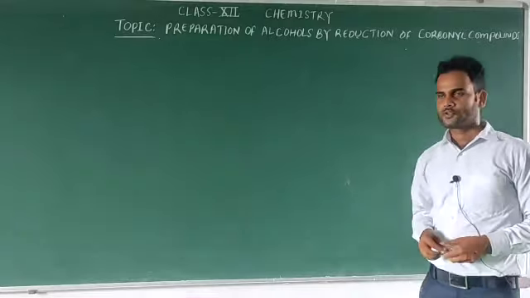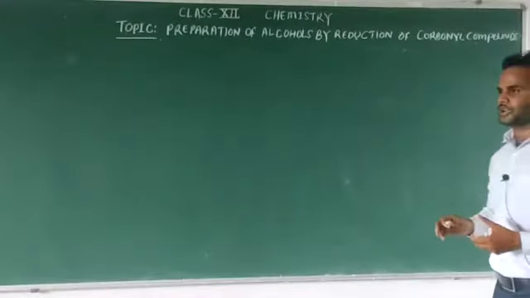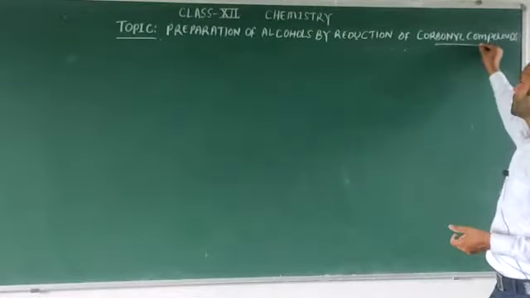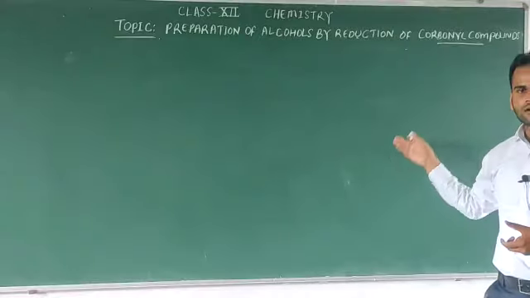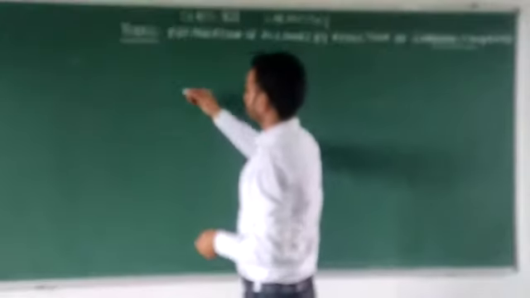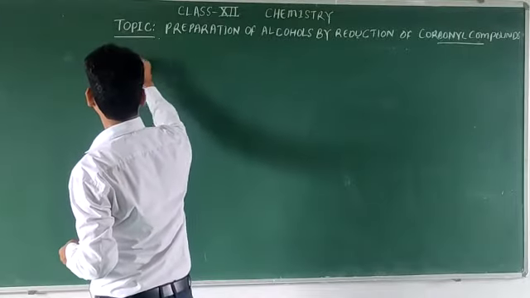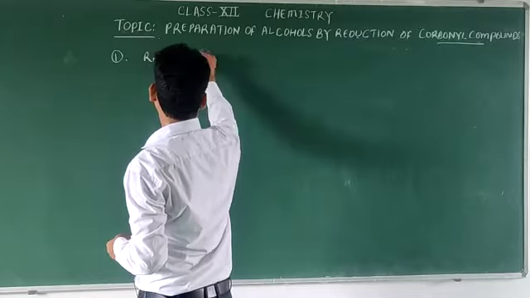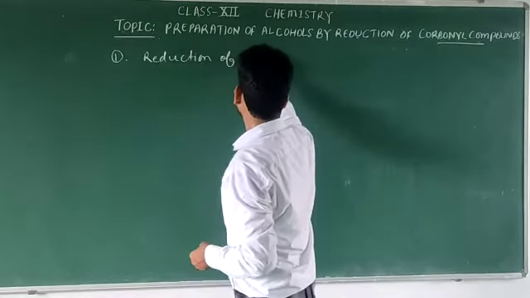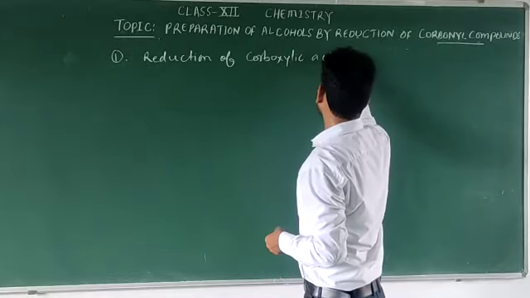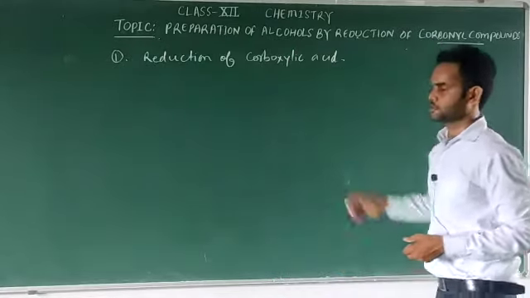So in this video we will talk about the topic preparation of alcohols by reduction of carbonyl compounds, and we had discussed the reduction of two carbonyl compounds, that are aldehyde and ketones. In this video we will talk about the reduction of carboxylic acid and ester. So reduction of carboxylic acid, we would talk about this first.